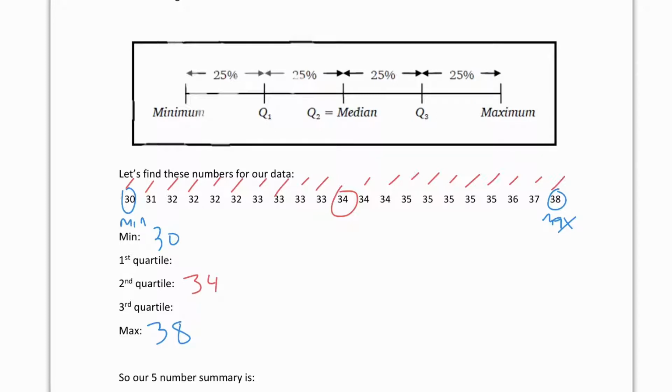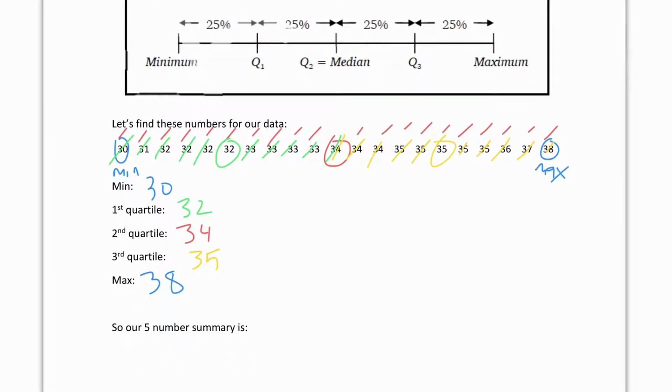And then we go ahead and play that same game, but between the middle and the minimum. So over here, let's cross like this. Looks like 32 is the first quartile. And we'll do the same thing over here. 35 is the third quartile. So our 5-number summary is, and sometimes we like to put these in brackets, 30, 32, 34, 35, and 38.